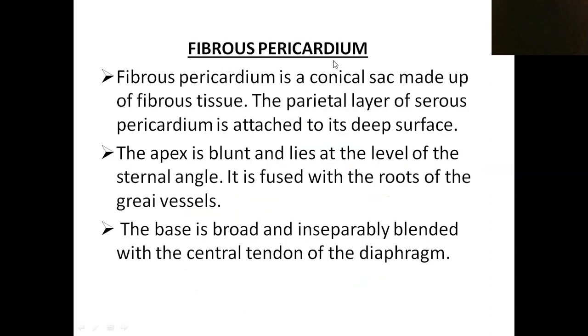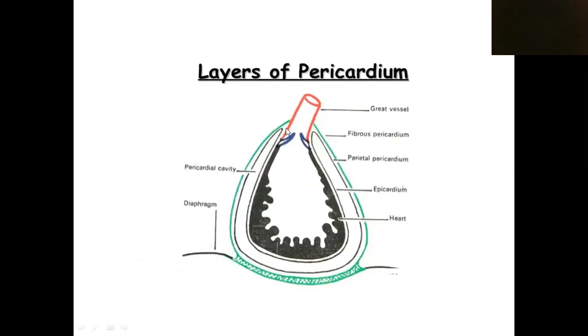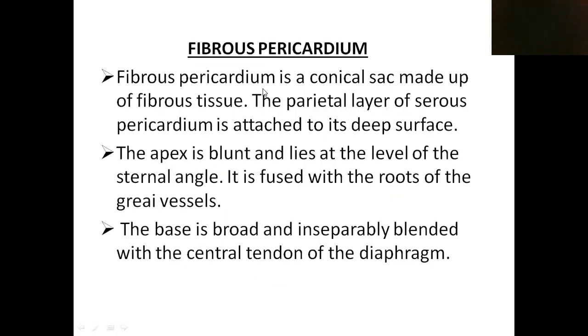Now we are going to see the details of the fibrous pericardium. Fibrous pericardium is a conical sac made of fibrous tissue. See, it's almost a conical shape. It's made up of fibers. The outer layer is made up of fibers. That's what is known as the fibrous pericardium, and it is conical in shape. Here comes the apex, which is blunt and continues with the great vessels. This fibrous pericardium is continuous with the great vessels. This point we will discuss later.